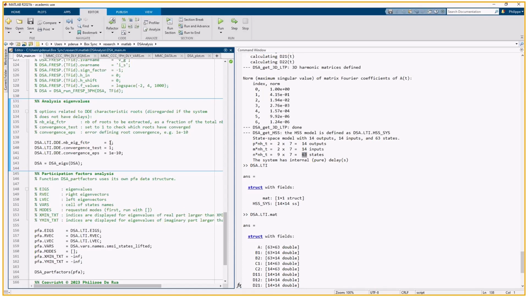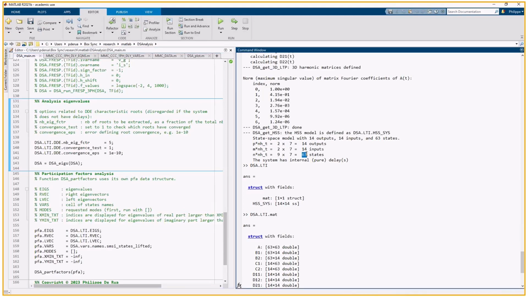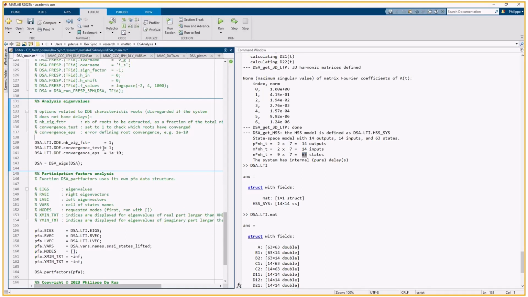But you know that for delayed systems, there is an infinite number of characteristic roots. So if I put, for instance, 5, I will have 5 times the number of modes that I would have had if the system was not delayed. In any case, I will start with just 1. Convergence test. Yes, I would like to see if the characteristic roots have converged. I will show you what it looks like. And the epsilon, well, I will say that a characteristic root has converged if it has converged within a radius of this value.